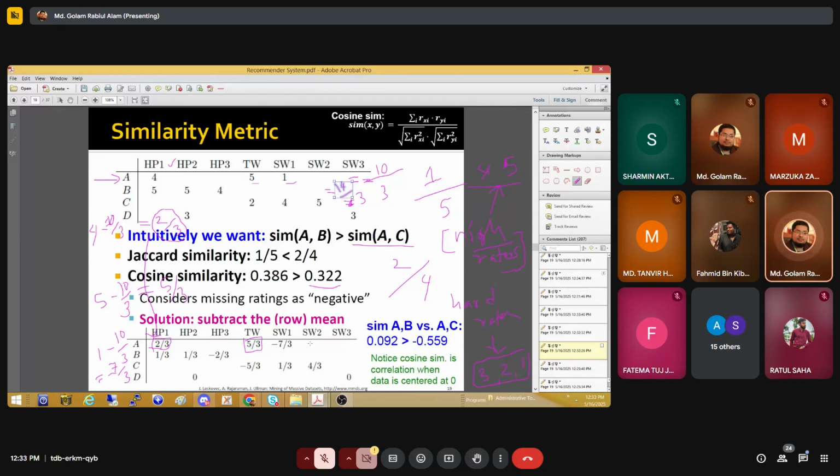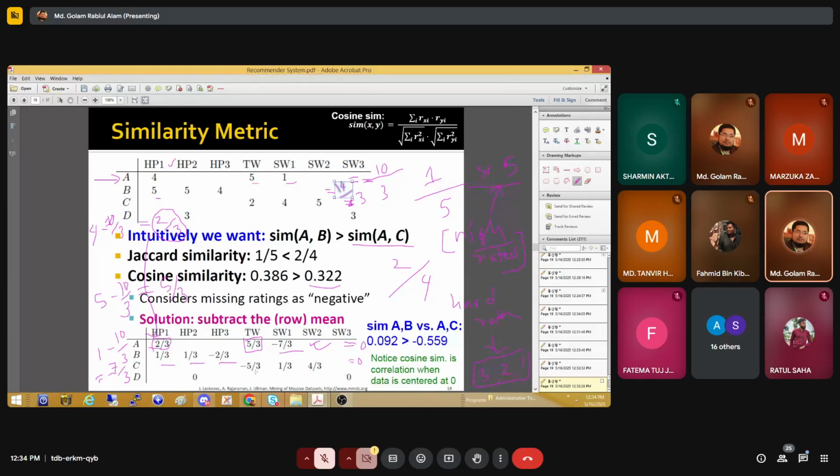So here is the negative 7 by 3. Similarly, we have to subtract 14 by 3 from 5. Then we will get 1 by 3, and then 1 by 3, then negative 2 by 3. If you closely observe, we can say that the summation of every row will be 0 in that case.